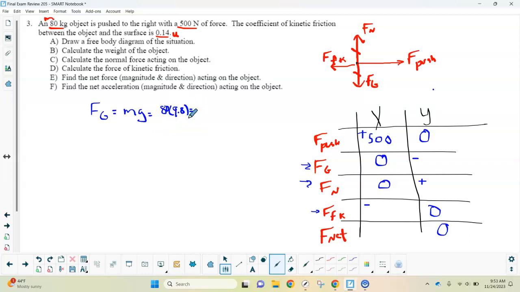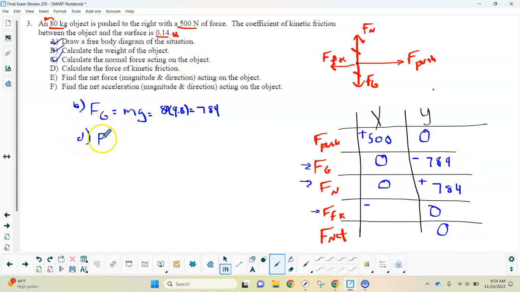You get 784 newtons. So that goes in here. That's also going to be the normal force because those are balancing out. All right, so looking through, we've drawn a free body diagram. We just calculated the weight, we calculated the normal force. So that one step kind of got us several boxes, because those have to balance out to get to 0. The force of kinetic friction, that's letter D here.